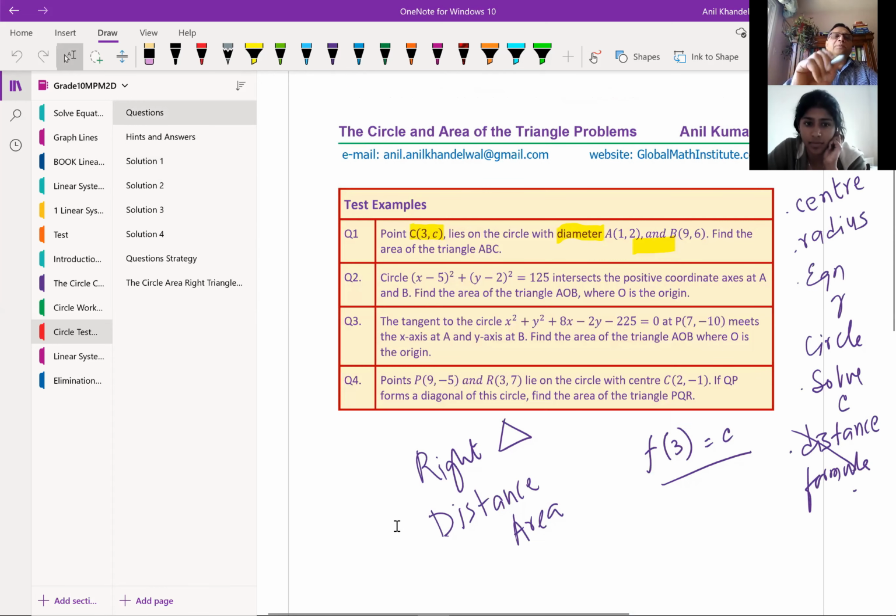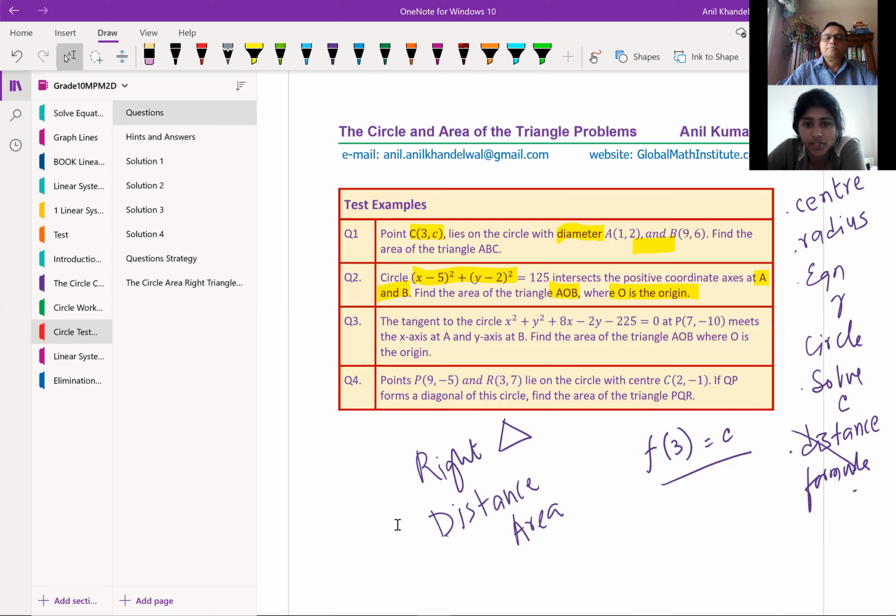Question number 2. Can you please read this? Yes. Question 2. Circle (x minus 5) whole squared plus (y minus 2) whole squared equals 125 intersects the positive coordinate axes at A and B. Find the area of the triangle AOB, where O is the origin. So how will you solve this question?